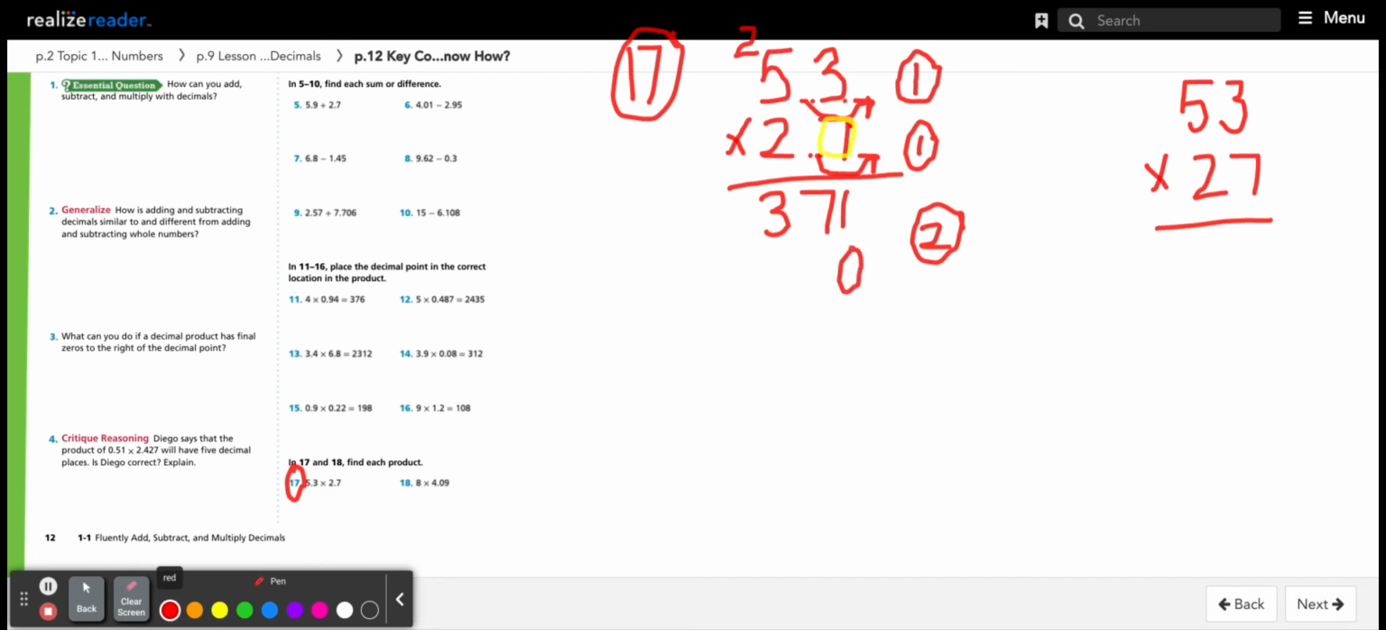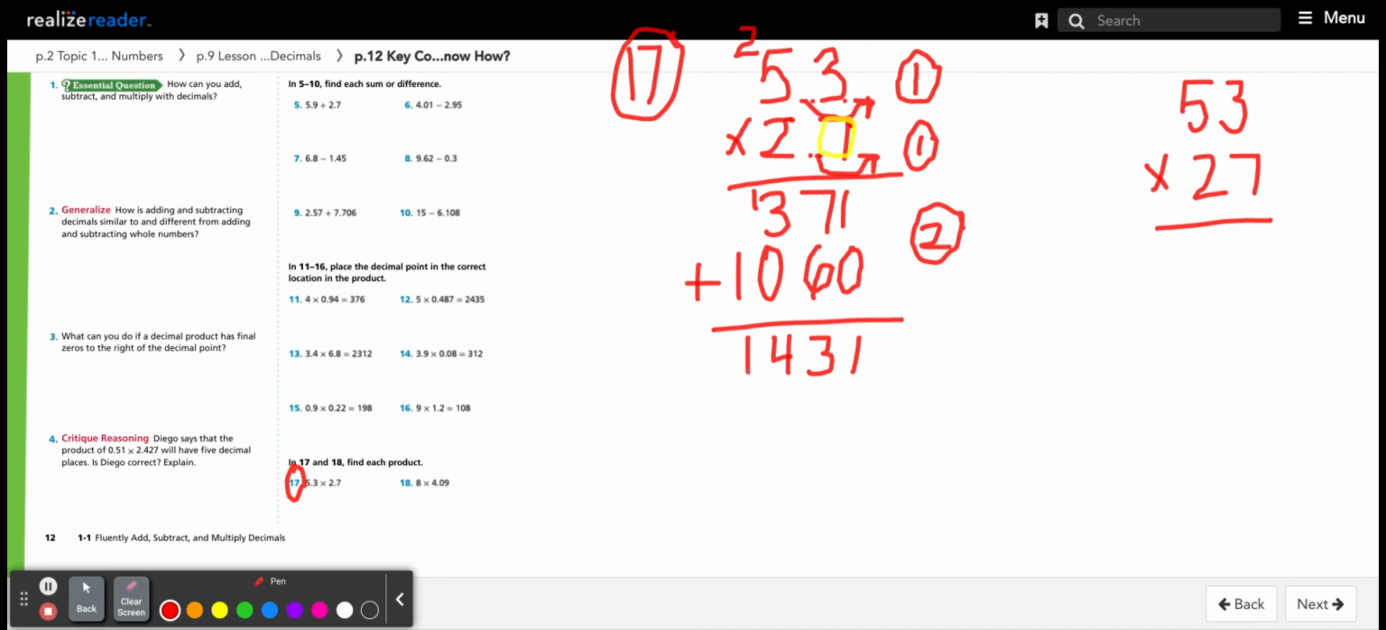So now multiplying that 2 times everything up top. 2 times 3 is 6. 2 times 5 is 10. Now, what is my next step here? What operation do I have to do with the 371 and the 1060? I am going to add. 1 plus 0, 1. 7 plus 6, 13. Write down the 3, carry the 1. 3 plus 1 plus 0 is 4. Bring down the 1.